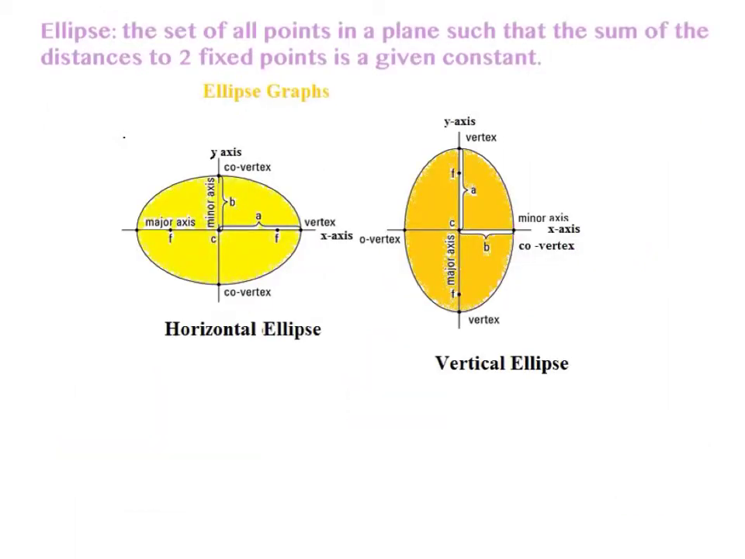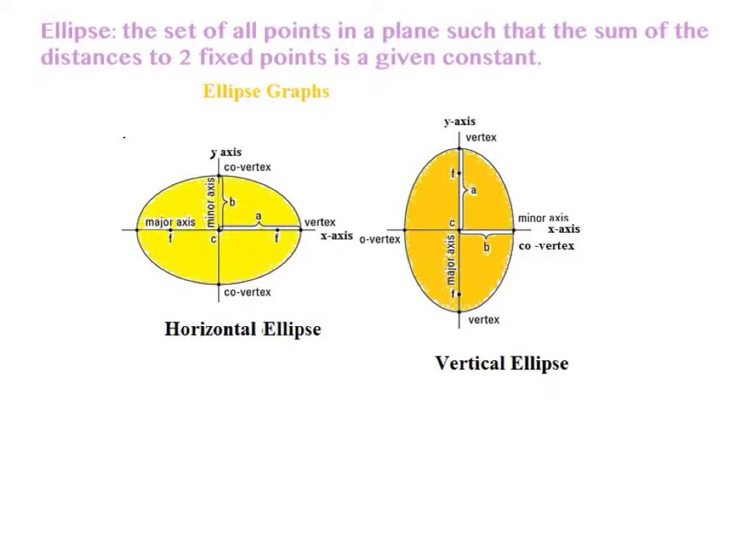Okay, so the technical definition of an ellipse is the set of all points in a plane such that the sum of the distances to two fixed points is a given constant. And I demonstrated this in class with some string. So here we have two pictures of standard ellipses, horizontal and vertical. We've got all the major parts labeled on here.